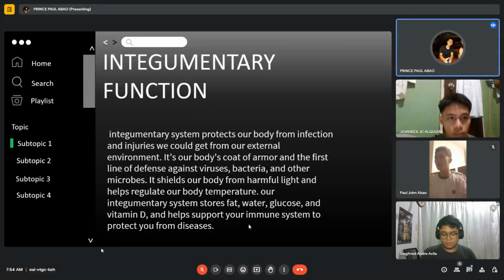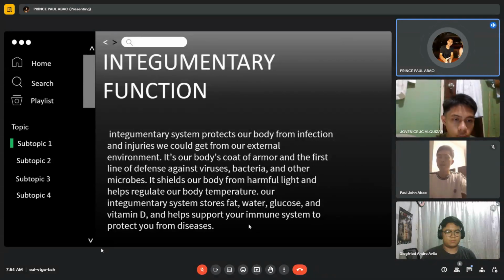The integumentary system also regulates our body temperature, the coldness and the heat of our body. And then the fourth function is storage. The skin stores fat, glucose, sugar, and water, vitamins, and salts. I forgot something about the integumentary system. The integumentary system includes our largest organ in our body, which is the skin.